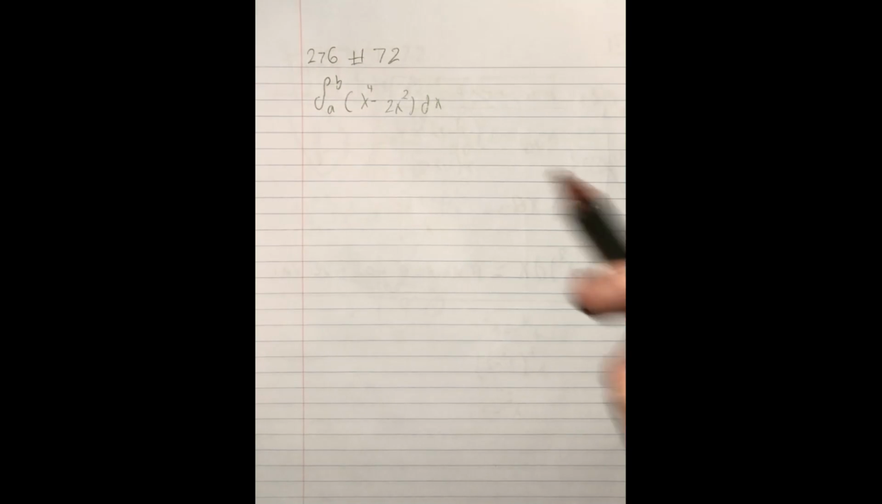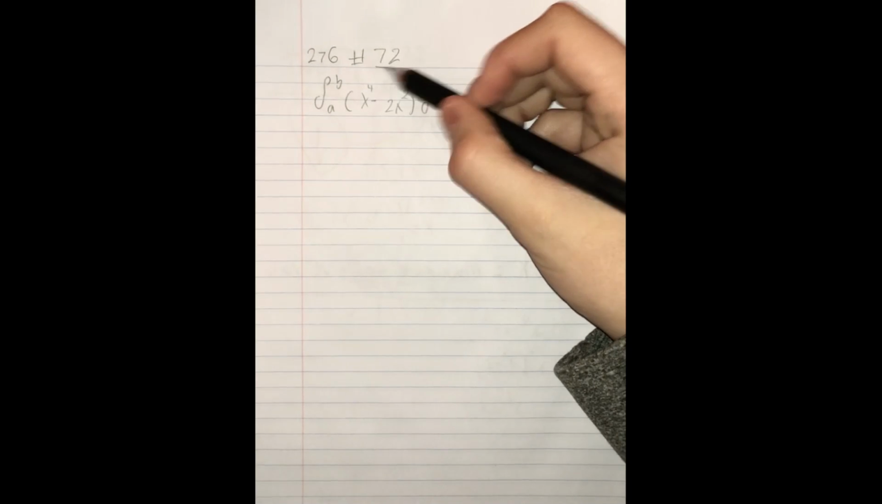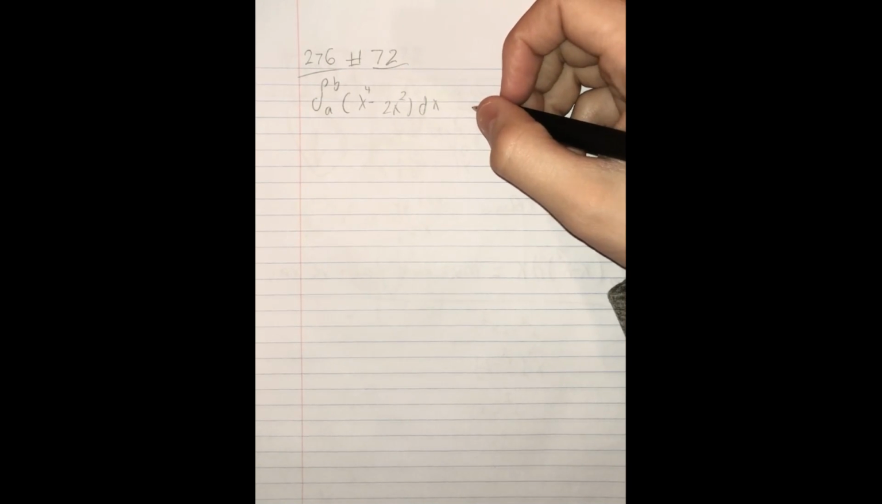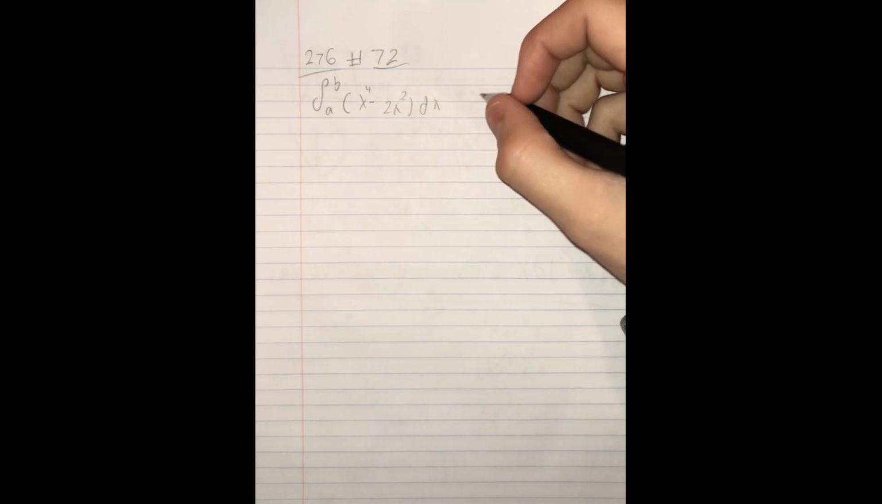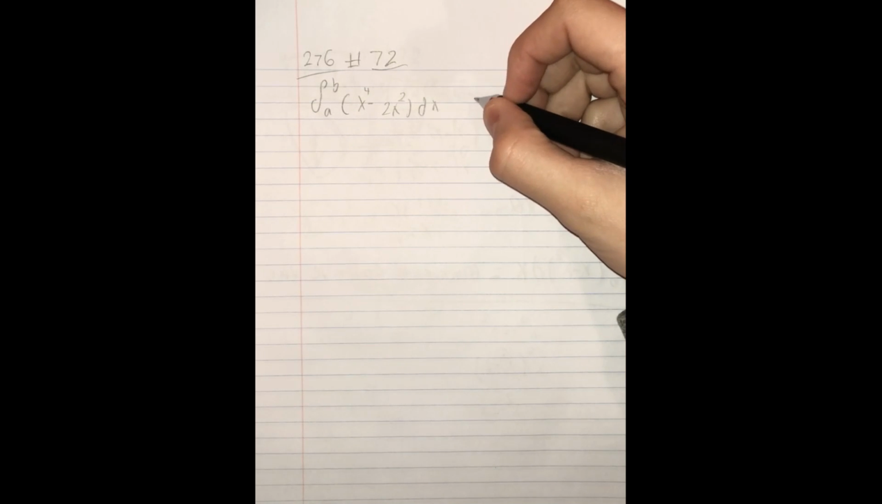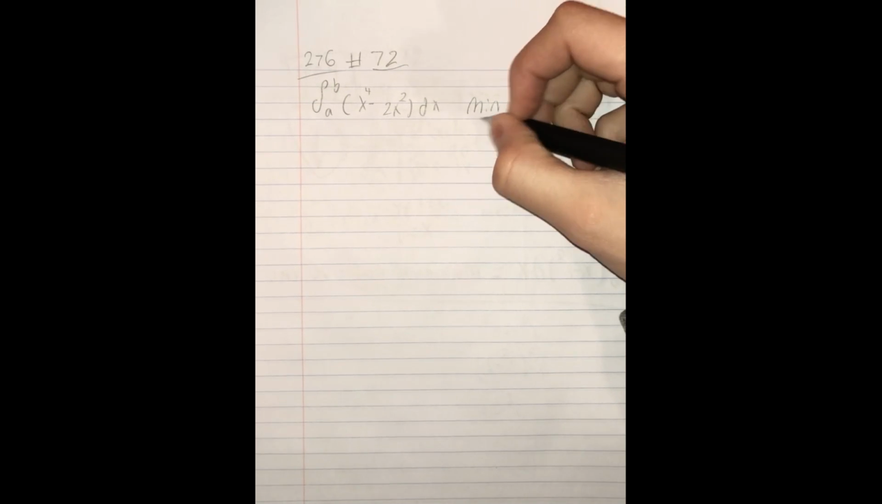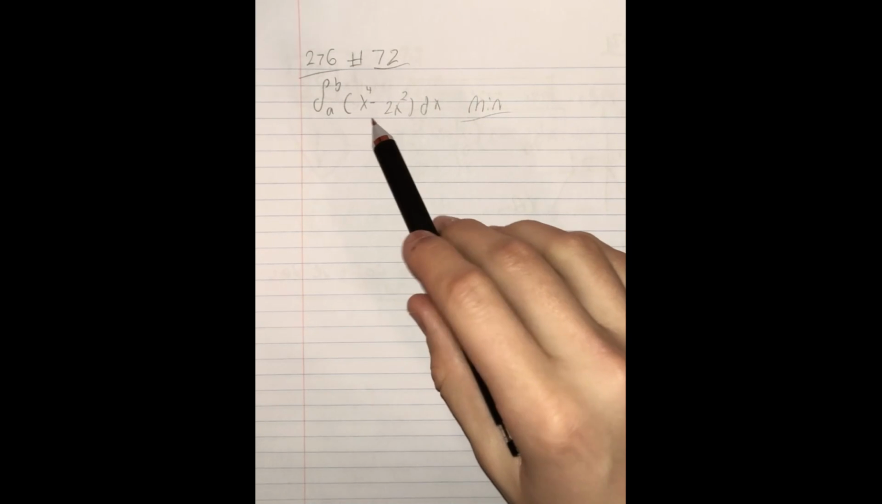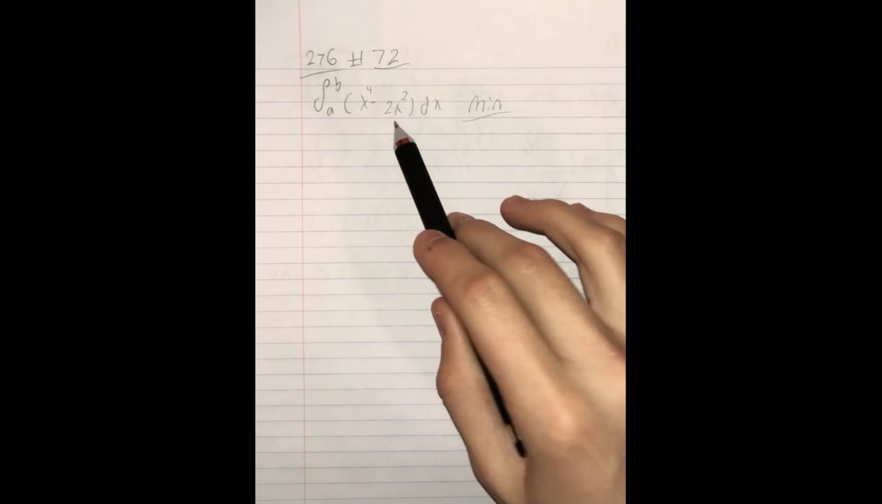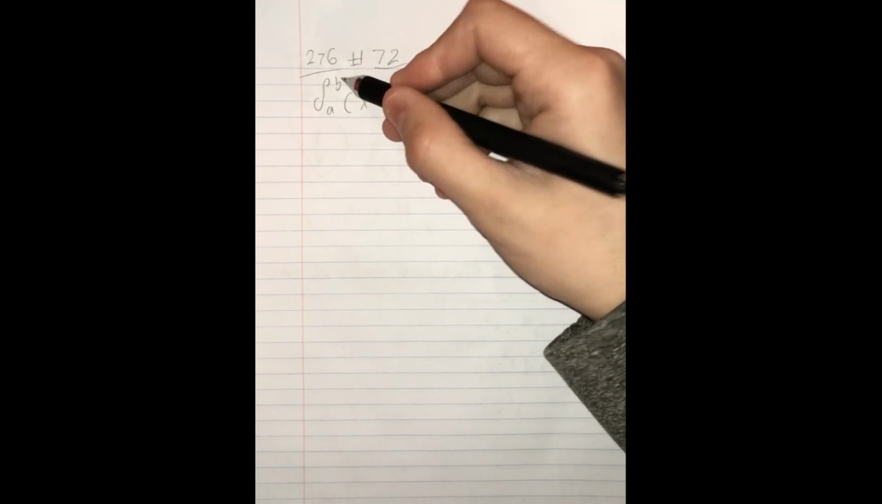Alright, so for our second problem here, we're going to be looking at number 72 on page 276. This is another one of those problems that I did in the previous video, where we're going to be maximizing or minimizing an area. This one is asking us to minimize, so I'll just say min there, the equation x to the fourth minus 2x squared, bounded from a to b.